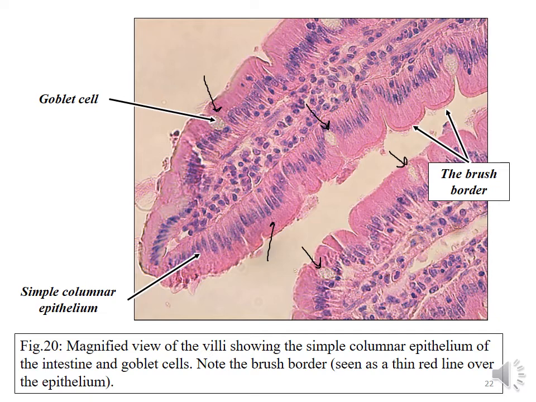Also, what do we note? The surface of the epithelium is covered by this thin red-looking line. This is the brush border of the intestinal epithelium. Brush border. It appears like a brush, the hairs of a brush. And this brush border is formed by the numerous microvilli that are found on the surface of the small intestinal epithelium.